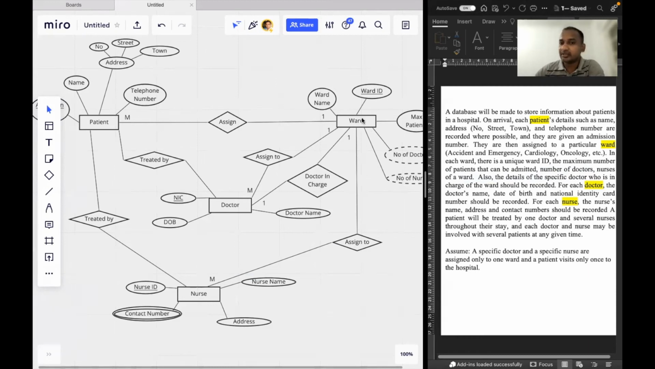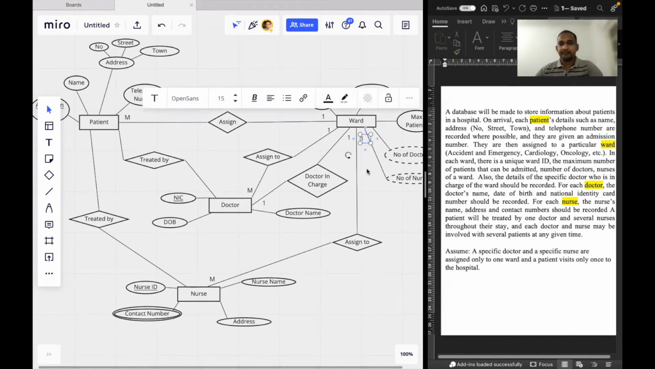Now put the cardinality ratio for the ward side. Then what you have to do, take the nurse side as 1. Now take one nurse, can be assigned to how many wards? It is mentioned that a specific doctor and a specific nurse are assigned only to one ward. That means if you take a particular nurse, that nurse is assigned to work in one ward. Therefore, we can draw the cardinality here also as 1.